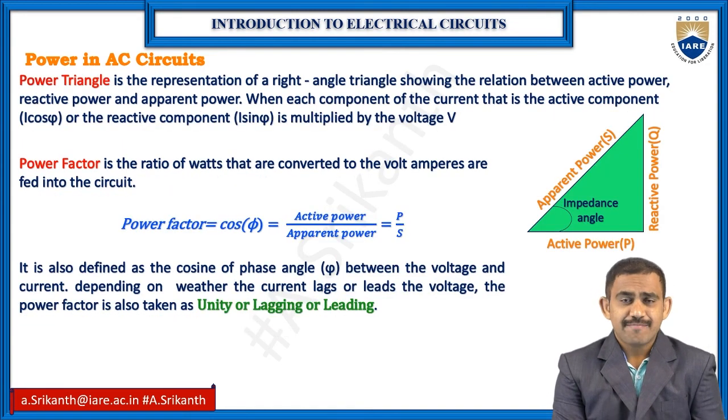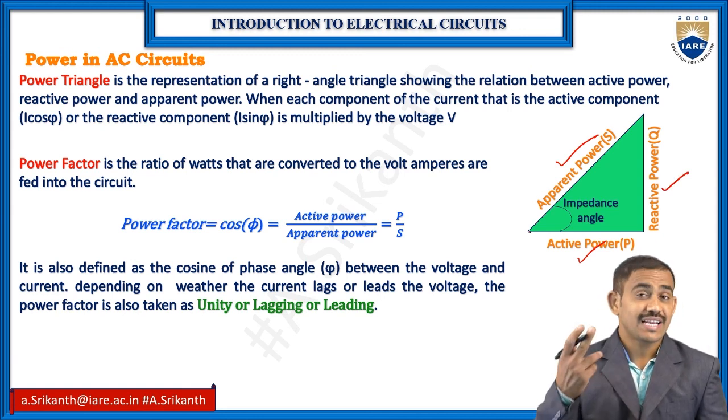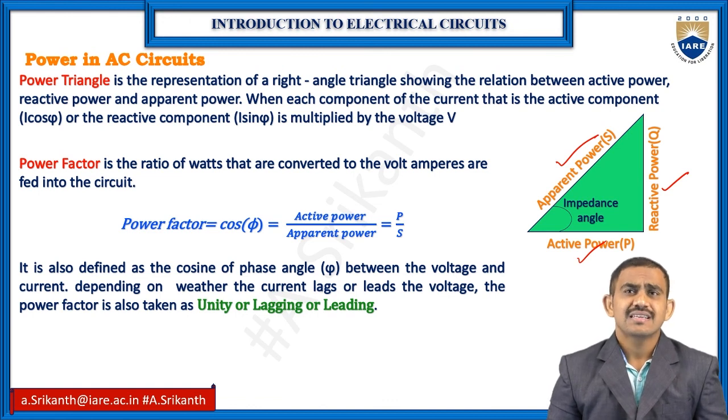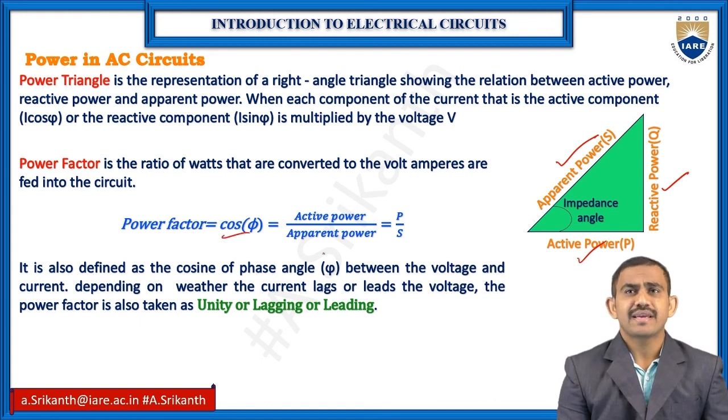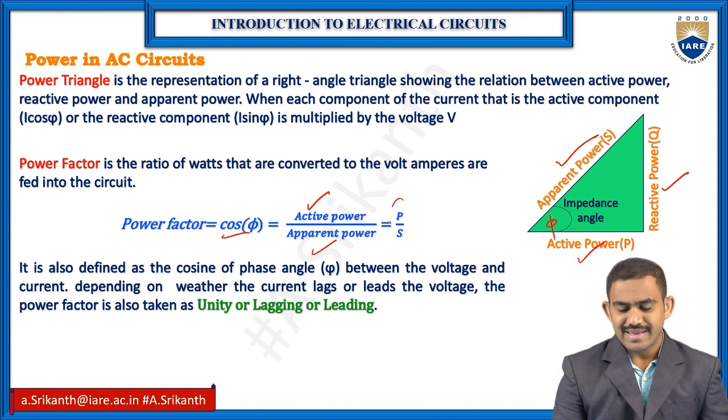For the same power we have the power triangle, with apparent power, active power and reactive power. The angle is the same as the impedance angle. One more thing is power factor, which we discussed in the last video: unity, leading and lagging power factor. Unity for resistance, lagging for inductance and leading for capacitance. The power factor formula is cos phi. From this triangle, cos phi equals active power by apparent power, that is P by S.